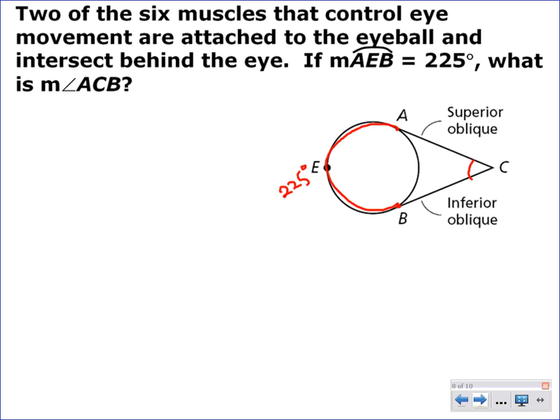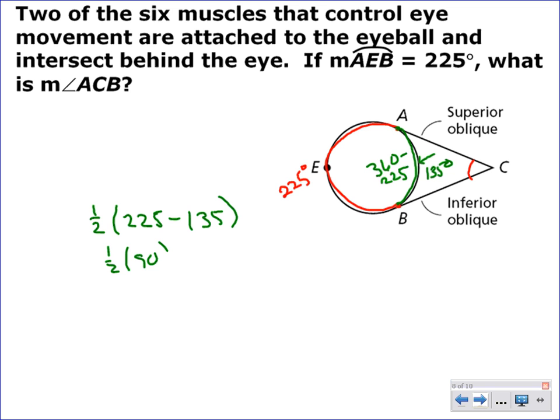But I say you do have the other arc, because this arc intersecting in the same place is 360 minus 225. So this angle here for the intercepted arc is 135. Now I have enough to solve the problem. It's 1/2 the difference, 225 minus 135. Okay, that's 1/2 of 90, which gives me 45 degrees for the measure of angle ACB.